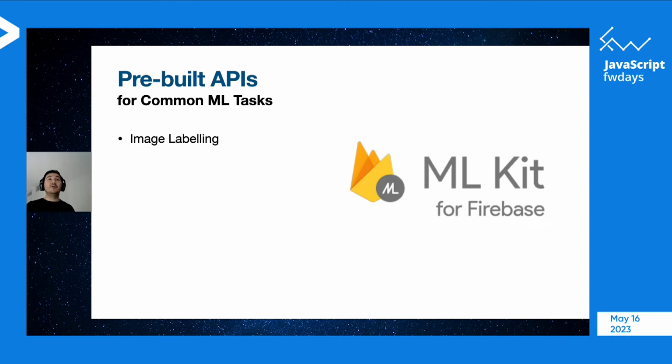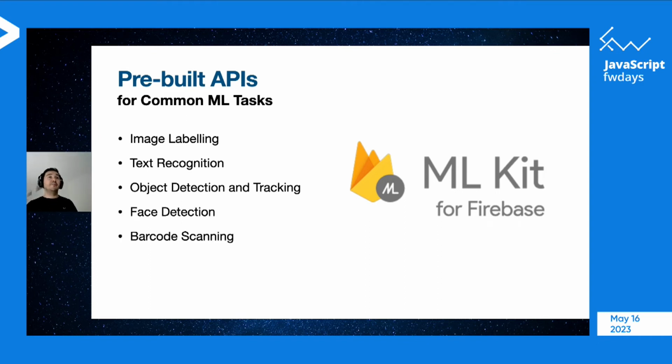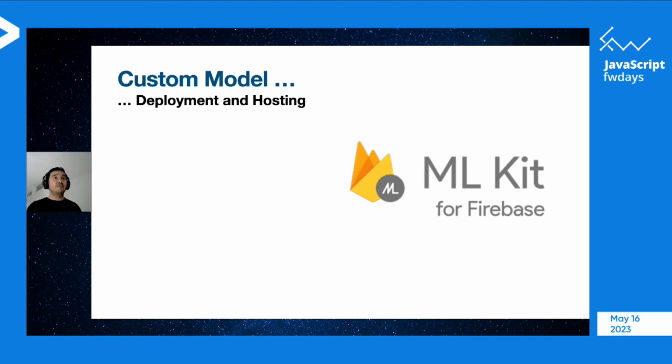For example, image labeling recognizes entities in an image, text recognition recognizes and extracts text from images, object detection and tracking detects and tracks objects in an image, face recognition, barcode scanning, and landmark recognition, which recognizes well-known landmarks in an image. All these models are pre-trained, so we don't have to be machine learning experts. If we need text recognition, we use that API, and it has seamless integration with other Firebase services. So also check it out.